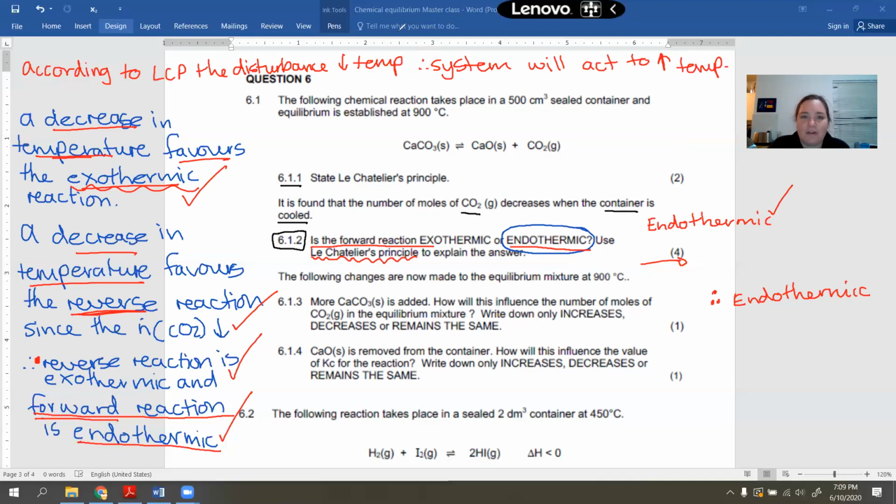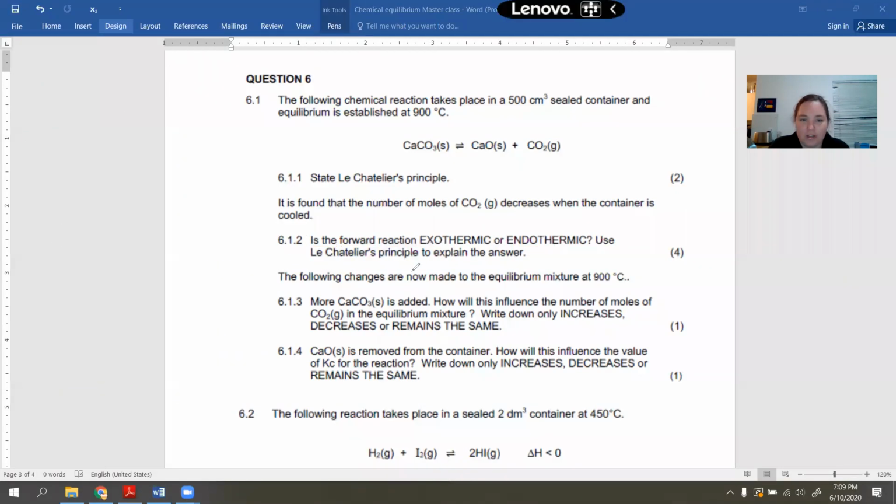I'm going to quickly clear everything because we're going to look at the next portion of the question. It says the following changes are now made to the equilibrium mixture at 900 degrees Celsius. Please check that 900 is the same as the original temperature. Please always check that because there may have been an increase in temperature there that you miss.